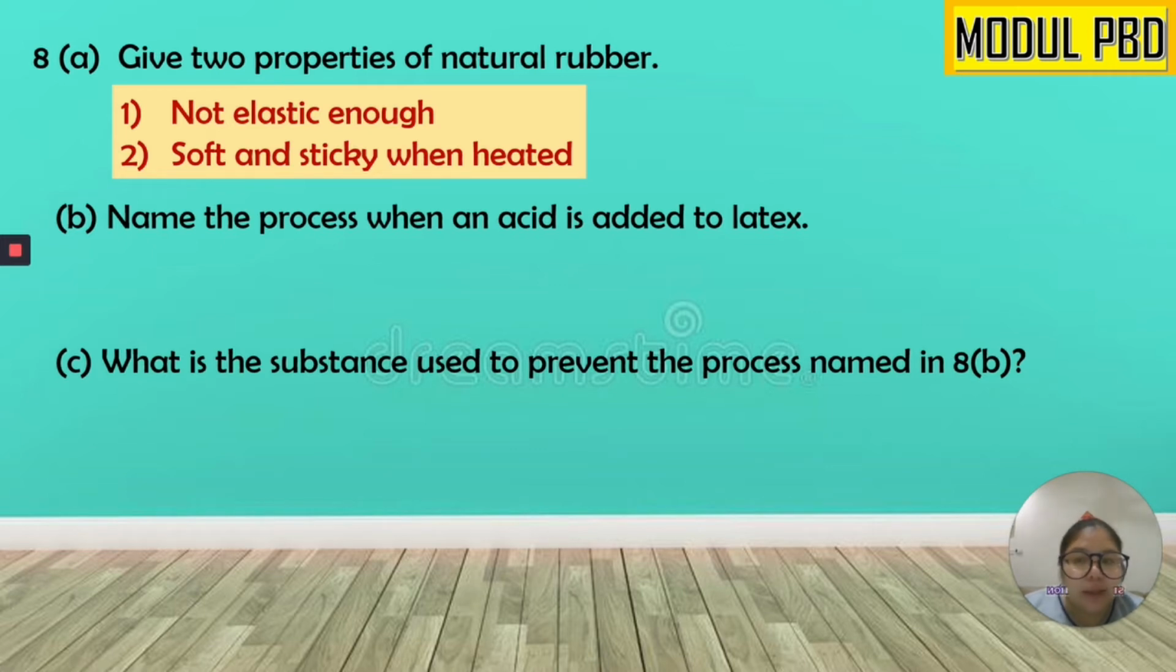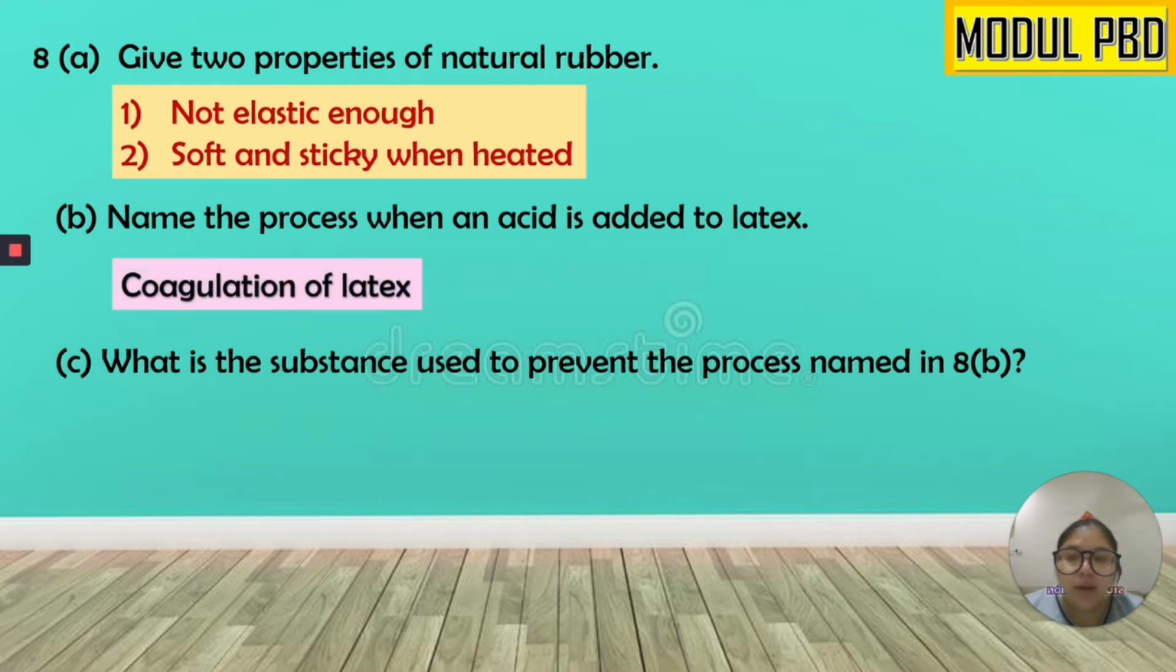Okay, now we're going to see B. Name the process when an acid is added to latex. Okay, we add the acid to the latex because we want it to coagulate. If you want to prevent coagulation, you need to add alkaline. So the process when we add the acid, the process name is coagulation of latex.